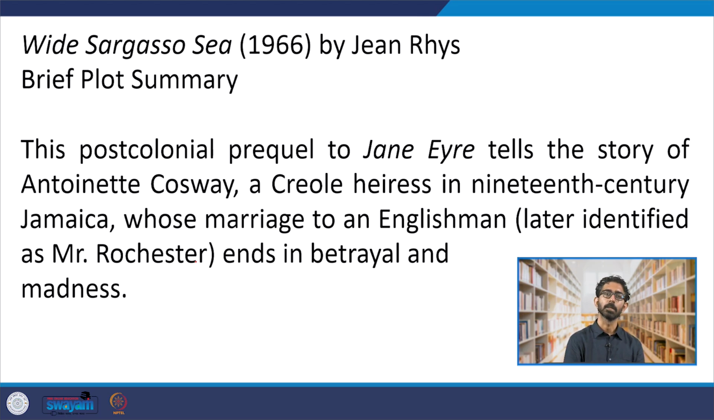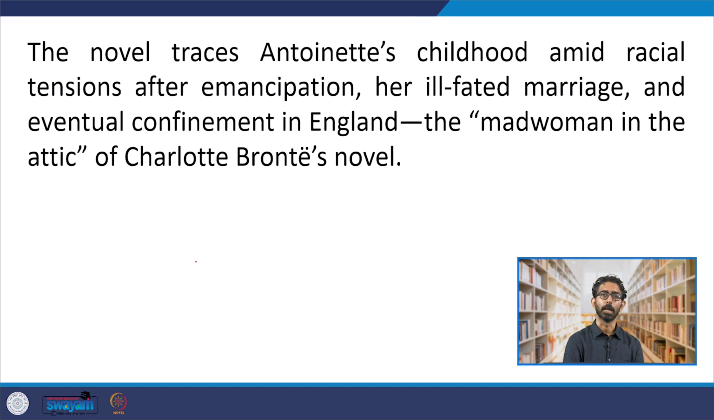Another novel that I will mention briefly before wrapping up this lecture is the novel Wide Sargasso Sea, published in the year 1966 by the novelist Jean Rhys. This is a post-colonial novel. It is identifiably post-colonial because it is written as a prequel to Charlotte Bronte's classic Victorian novel Jane Eyre. Wide Sargasso Sea tells the story of Antoinette Causeway, a Creole heiress in 19th century Jamaica, whose marriage to an Englishman, later identified as Mr. Rochester, a character from Jane Eyre, ends in betrayal and madness.